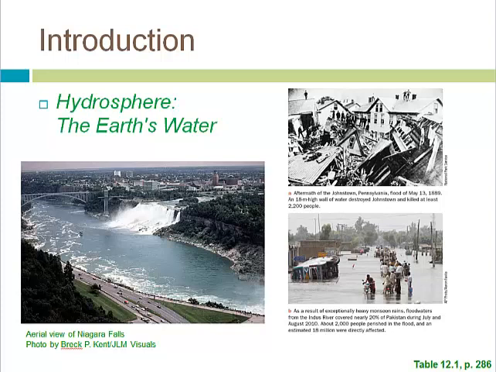So the hydrosphere, along with the other spheres that we talked about, is the Earth's water. And we know that it is one of the most powerful forces on the planet. So we see on the right a flood in Johnstown, Pennsylvania in 1889, where an 18-meter high wall of water destroyed Johnstown and killed at least 2,200 people, so it took out the whole town. And then we have the monsoon rains that we're familiar with, and this is in Pakistan, and we get flooding like that. It's pretty dramatic.